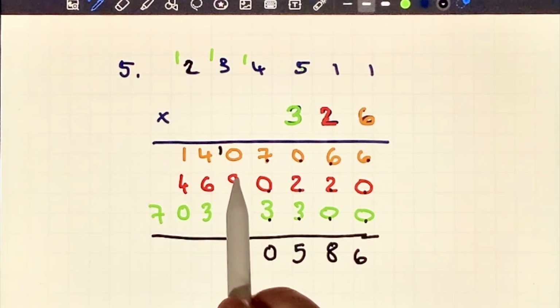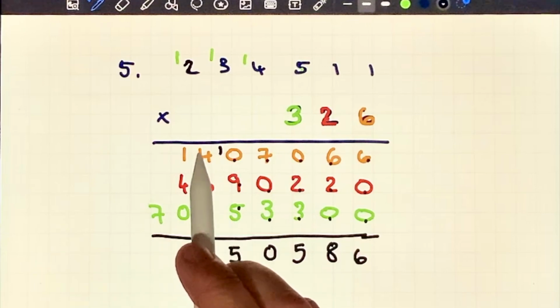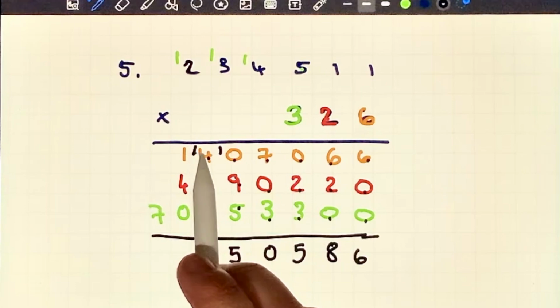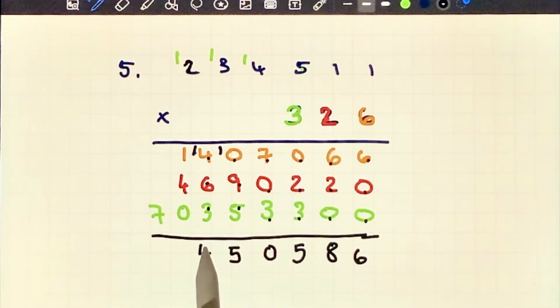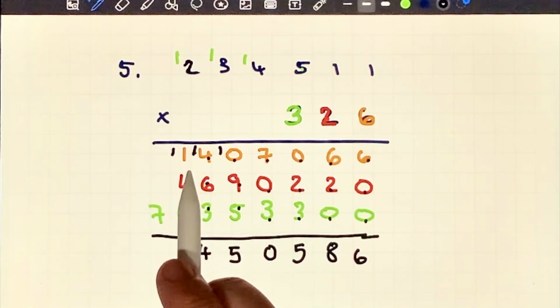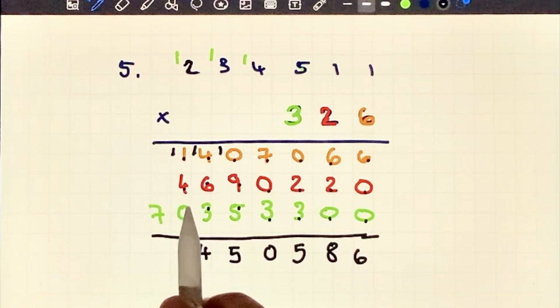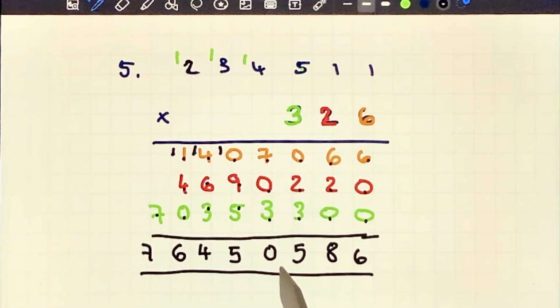1 plus 0 plus 9 is 10, plus 5 is 15. 5, carry 1. 4 plus 6 is 10, plus 1 is 11, plus 3 is 14. 4, carry 1. And then 1 plus 1 is 2, plus 4 is 6, plus 0 remains 6, and I bring down my 7. And so that is my answer.